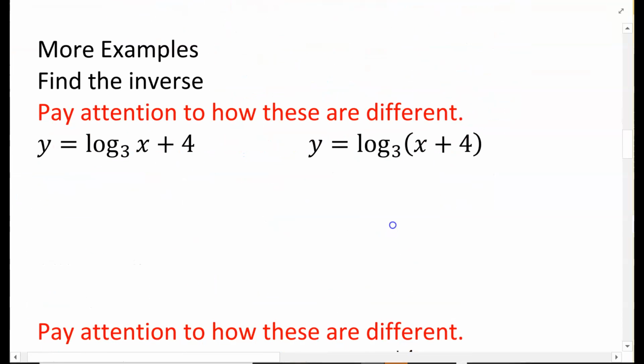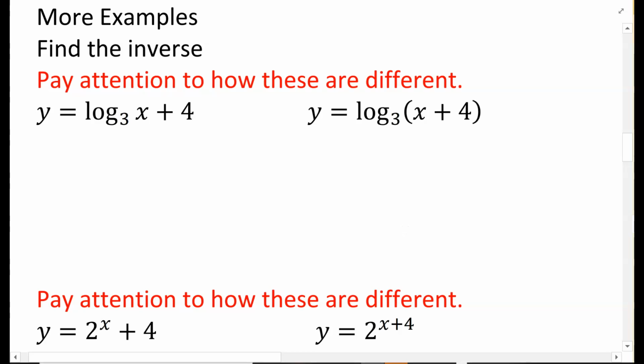All right, so let's look at some more examples. Pay attention to these two here. They often are confusing for students. You notice they look very similar except for a set of parentheses, which is very important to notice. So again, first step, switch x and y. So we would have x equals log base 3 of y plus 4. Now I alluded to this early in the video. With your circle method, you cannot use it yet. Why? Because everything on the right is not part of the log.